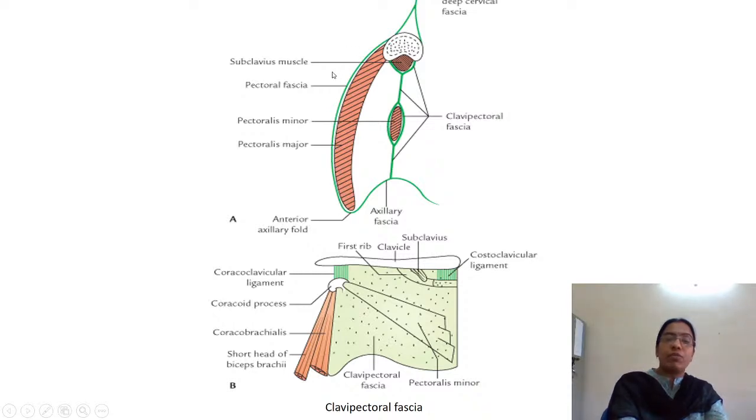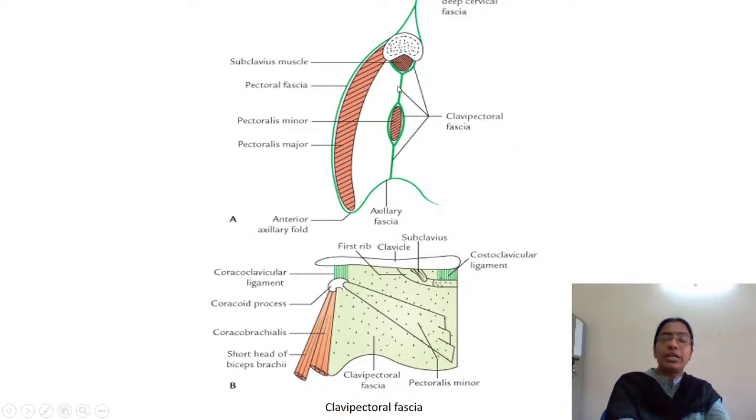When you remove the skin, after the skin we remove the superficial fascia. After the superficial fascia, we are in the deep fascia. The deep fascia in the pectoral region is called the pectoral fascia, which is covering the pectoralis major muscle. Just parallel to the pectoral fascia and just beneath the pectoralis major muscle, there is a fascia in the deep fascia which is called the clavipectoral fascia.